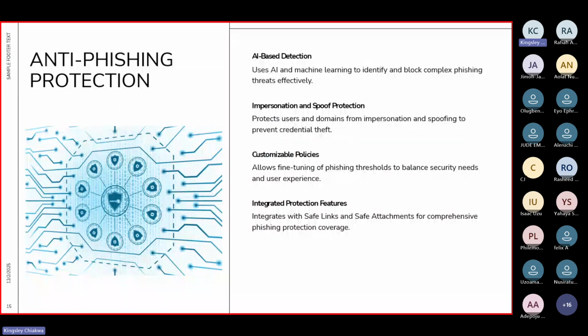So, anti-phishing protection, AI-based detection. The anti-phishing is one of the newest things, or one of the recent things, which Microsoft has implemented. So in every email, there are things to look out for, like I mentioned, things like URL, attachment. Now the question is, what about the body of the email? What about the sender of the email?